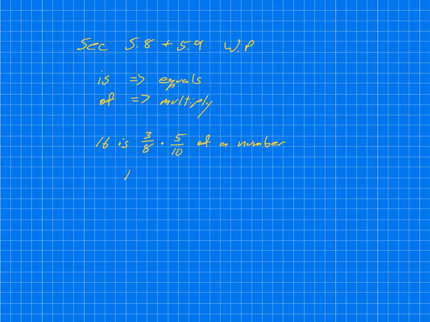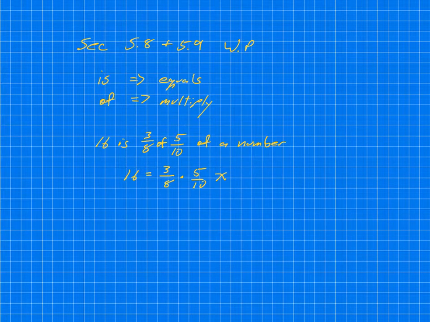All right, go ahead, Juan. 16 equals 3/8 times 5 over 10? Oh, I should have written the word "of." I'm sorry, that should have said "of." But yes, right, times 5/10 and then times x. Exactly right.